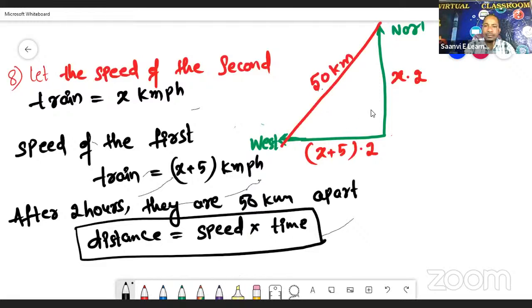Now when we take this figure, it is a right angle triangle. Now apply Pythagoras theorem.